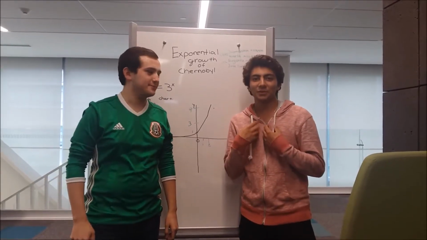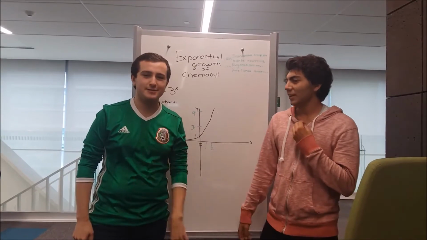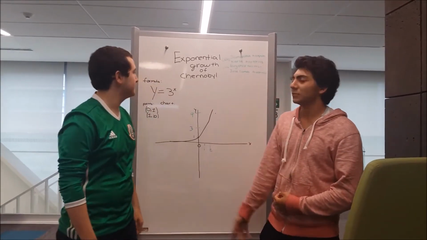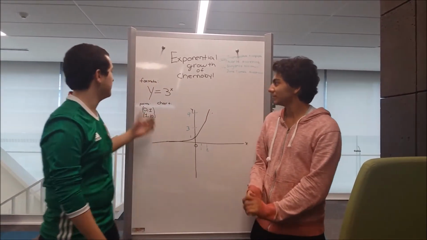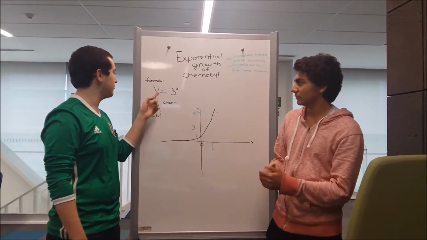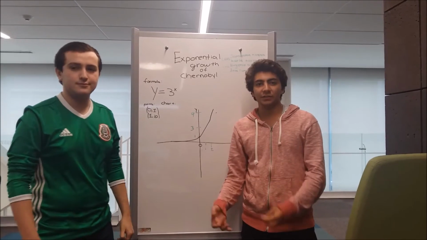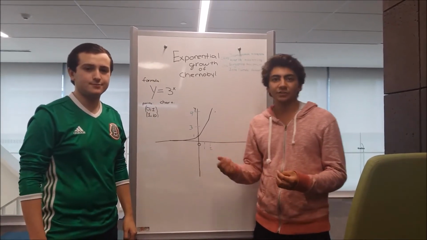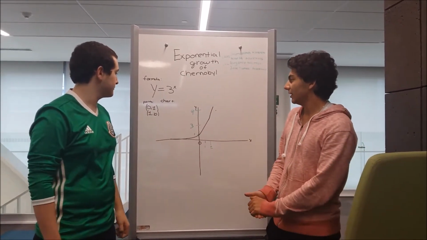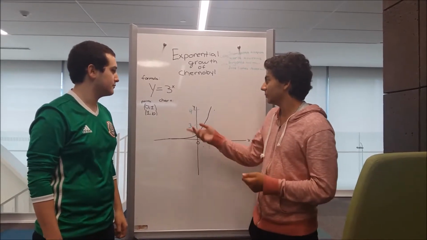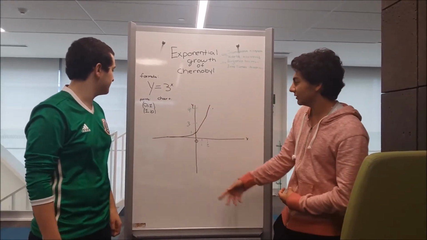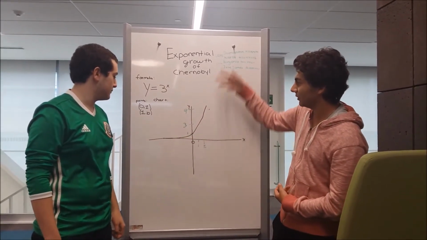Hi, my name is Eugenio Castillo, and I'm Tamez, and we're going to explain the exponential growth of Chernobyl. Well, here we have first a formula that is y equals 3 to the power of x. That is a formula to represent the atomic bomb's power and the energy, the nuclear energy. And the characteristic points are (0,1) and (1, base). Here we can see the chart going up exponentially.